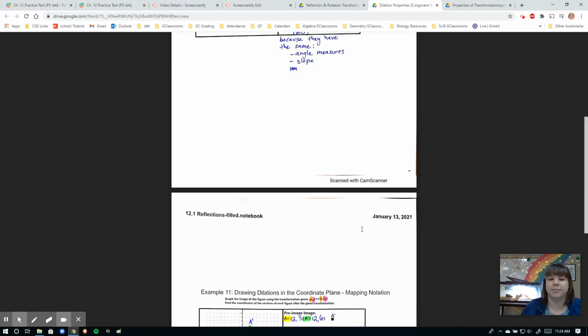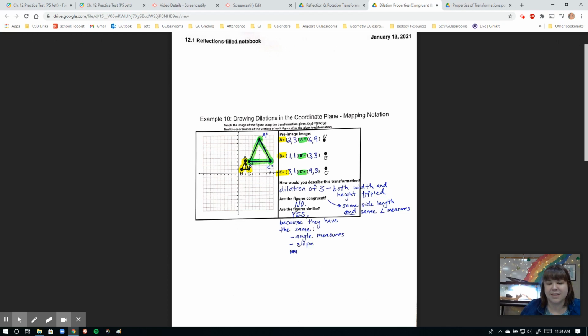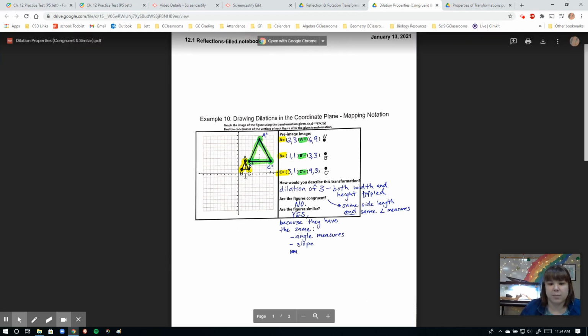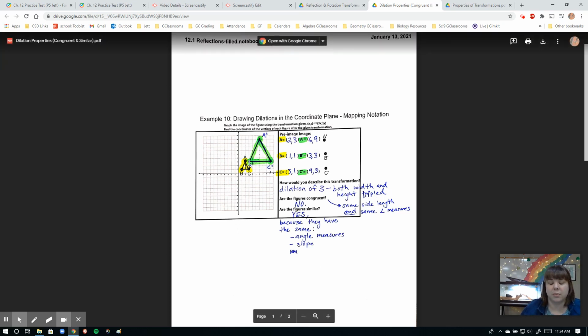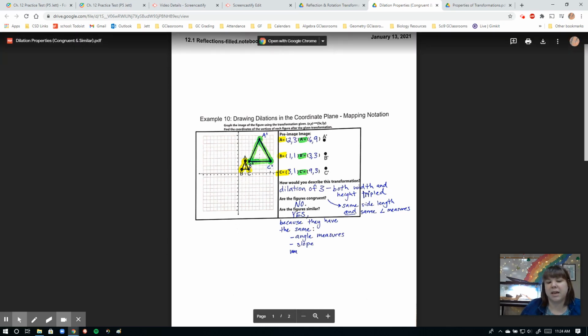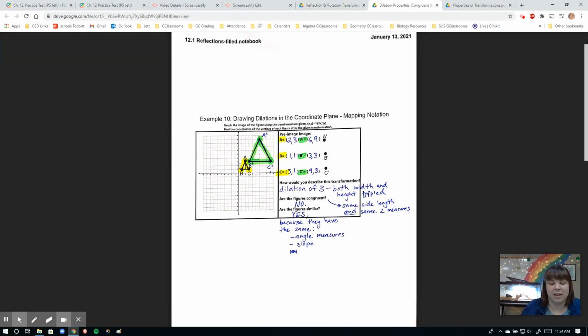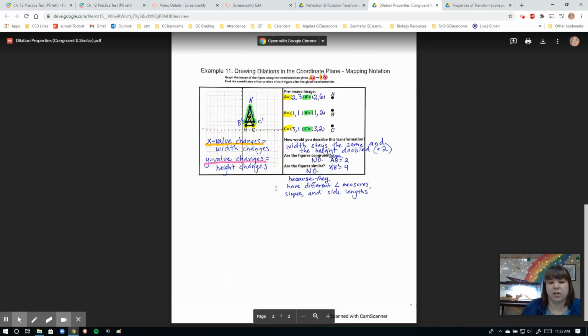slopes, and side lengths. So the difference is that an image will be similar when they have the same angle measures and slope, which means that the same thing has to happen to both x and y. So for this one, because it's being multiplied by 3 for x and y, we can say that they're similar because they have the same angle measures and slope. They're not congruent because one of the images is bigger than the other one, meaning they have a different side length, okay?